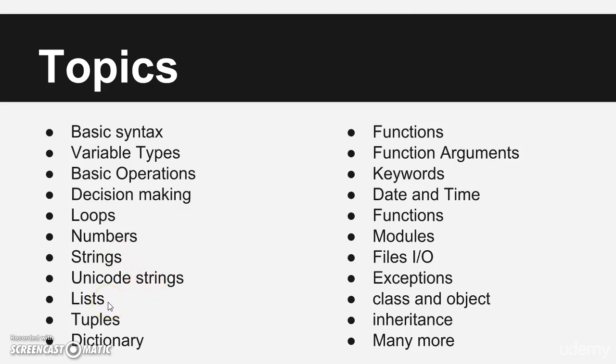We will see the data types called lists and tuples, and the difference between lists and tuples. We can also create a dictionary using Python, and we will be seeing how to create it. We will then go to functions and function arguments, how to pass arguments in a function, and we will be seeing what the keywords are. We will be seeing some of the modules like the date and time modules.